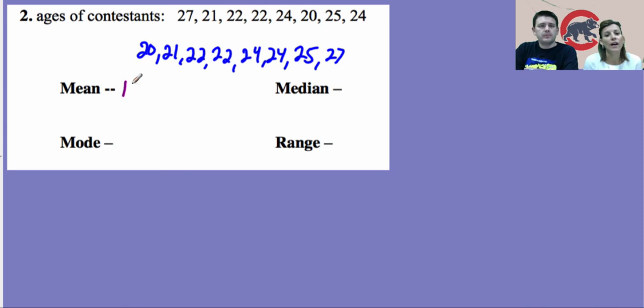Sum of 185. So she added them all up, divide by 8. What are we rounding to? We got 23.1. Let's do the nearest tenth. So we get an average of 23.1.